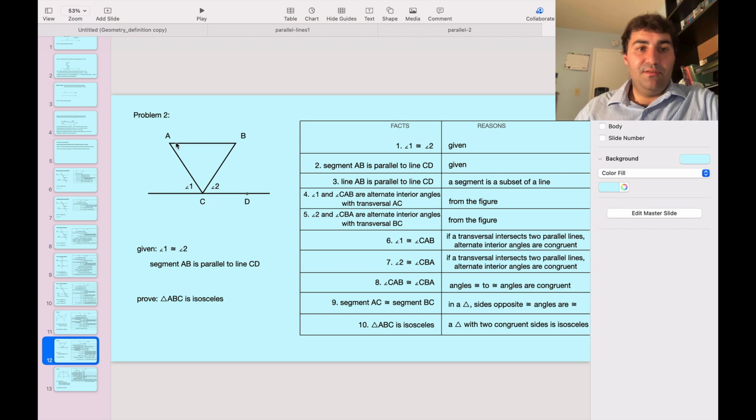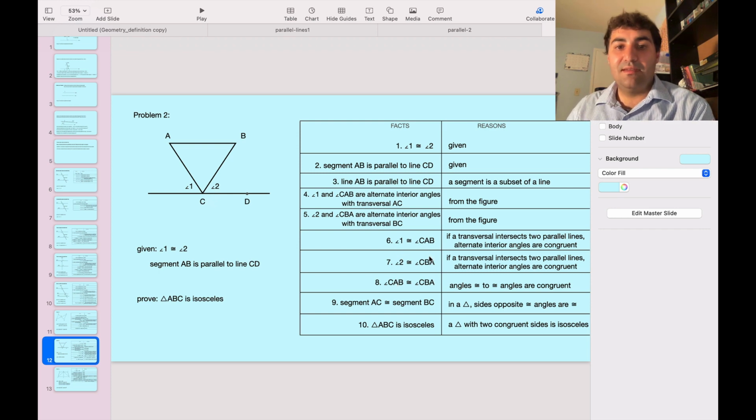At any rate, we know that line AB is parallel to line CD. So if a transversal intersects two parallel lines, then the alternate interior angles are congruent. So angle 1 is congruent to angle CAB, and angle 2 is congruent to angle CBA. And we know that angle 1 is congruent to angle 2, so these two angles are congruent. Angle CAB is congruent to angle CBA because angles that are congruent to congruent angles are congruent.